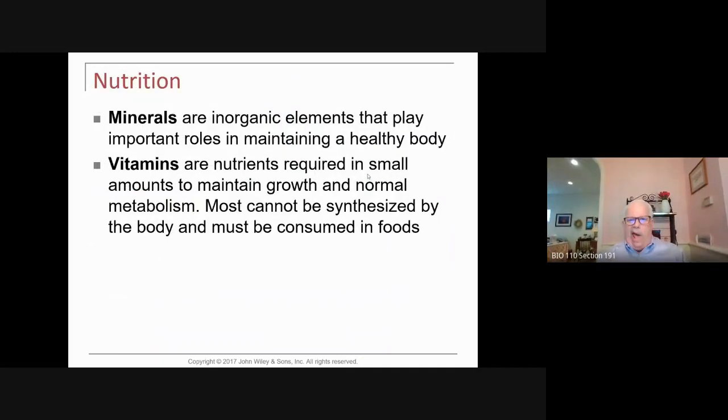Minerals are inorganic elements that play an important role in maintaining a healthy body. Vitamins are nutrients. They are required to maintain growth and normal metabolism. They cannot be synthesized by your body and must be consumed in foods.